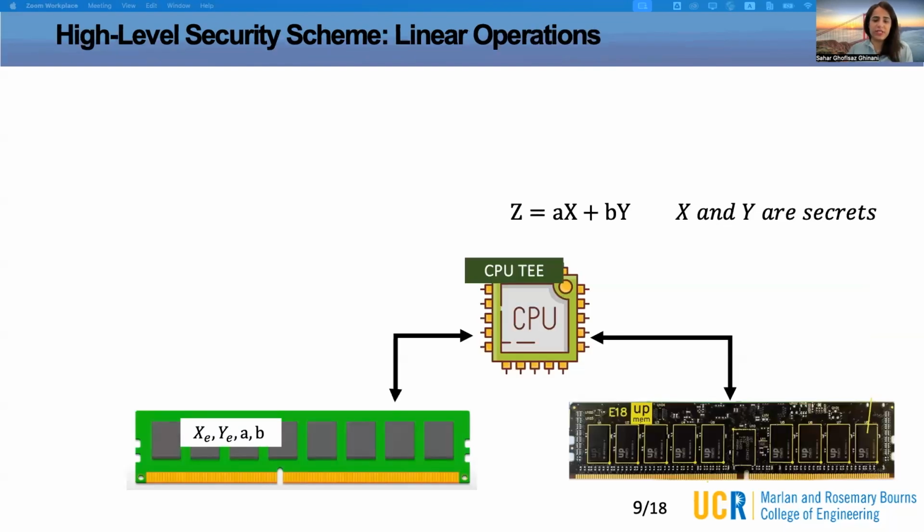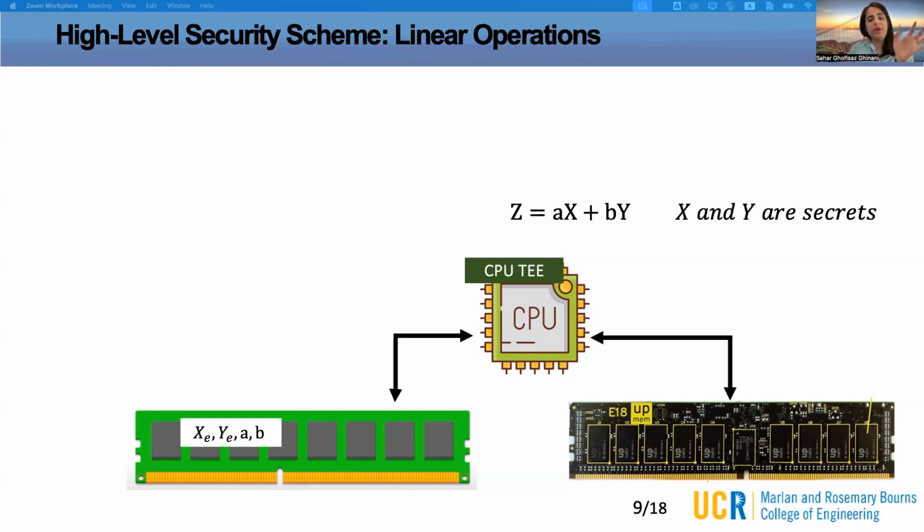Okay, so in our setup, we are considering that the system is equipped with both standard and PIM-enabled memory. The data by default is present on the standard memory, and it will be transferred to the PIM-enabled memory whenever it is required for the computation. Okay, so given that, let's start with our high-level security scheme.